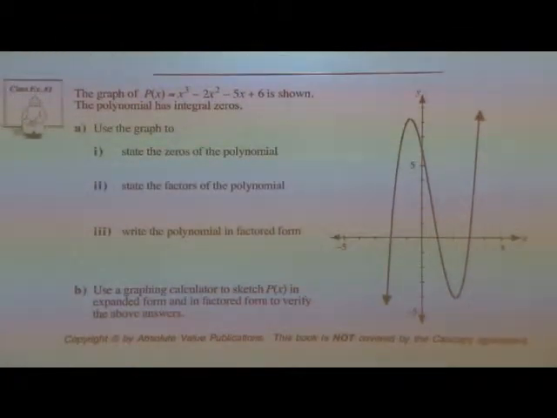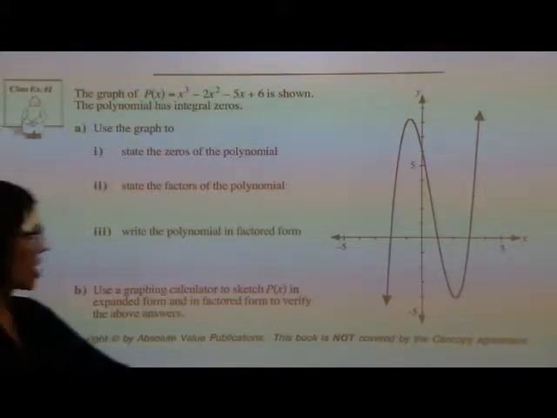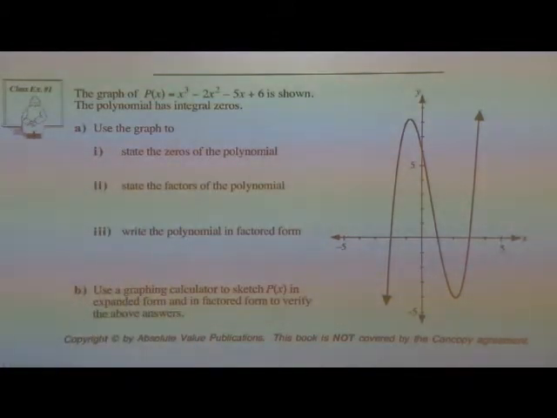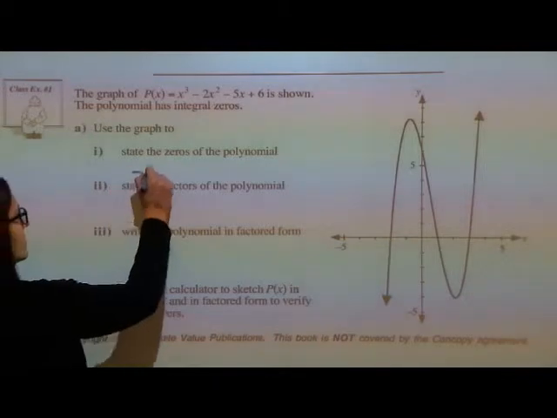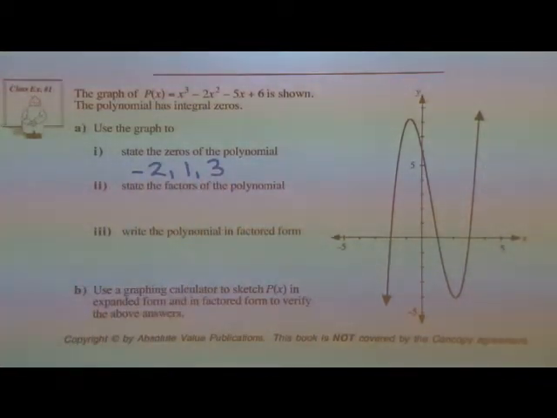So if I look at class example number 1, I have a cubic function, x cubed minus 2x squared minus 5x plus 6. The polynomial has integral zeros, which means that they're integers. There's no rational numbers here. So what are the zeros of this polynomial? And how do I know those are the zeros of the polynomial? Because they were the x-intercepts of the graph. If they're the x-intercepts of the graph, they are the zeros of the polynomial, which means they would also be the roots of the equation.